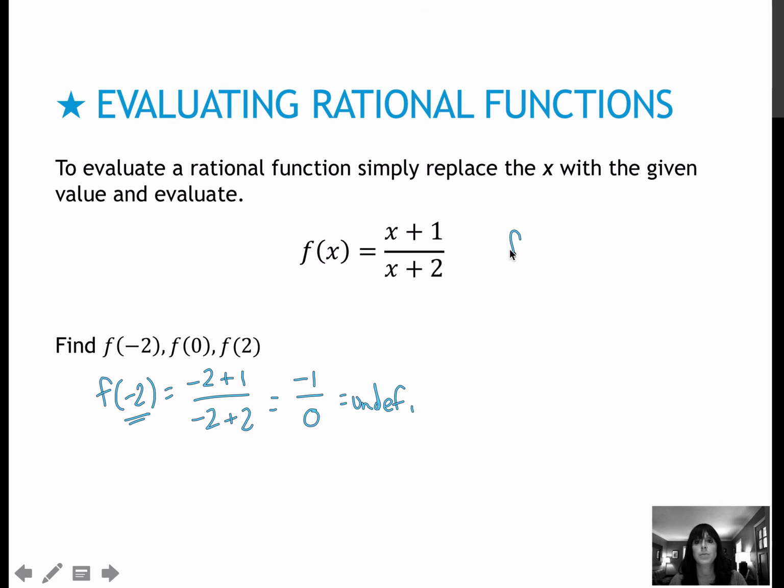F of 0 would be 0 plus 1 over 0 plus 2, which is of course 1/2. And then f of 2 would be 2 plus 1 over 2 plus 2, which is 3/4.